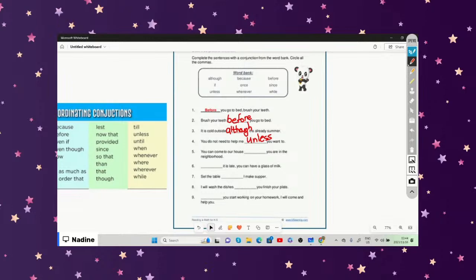You can come to our house. You are in the neighborhood. This is where that word comes in. No problem. Remember, we are helping each other out over here. Now you can use that word. You can come to our house. You are in the neighborhood. So you can either say if you're in the neighborhood or whenever you're in the neighborhood, right?